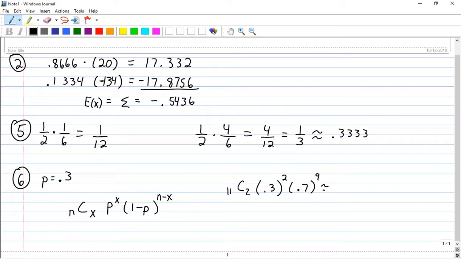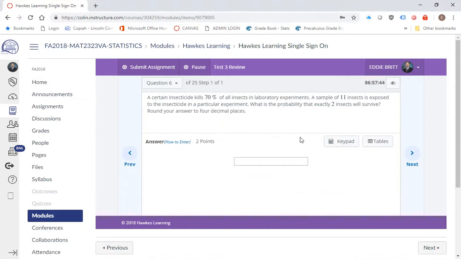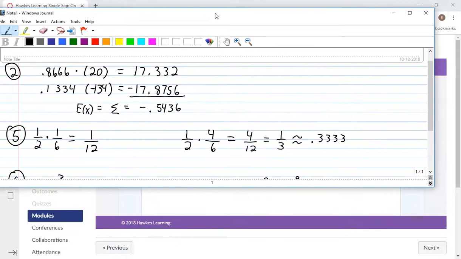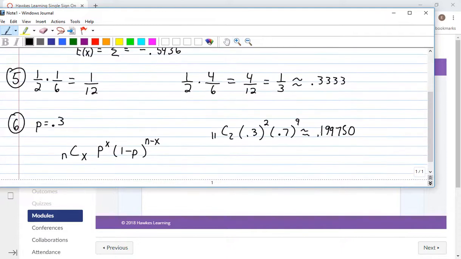When you do that, you should get around 0.199750. Alright, and our problem wants us to round to 4 decimal places. So to 4 decimal places, that's going to be 0.1998.